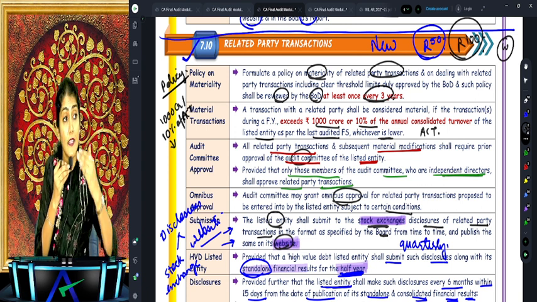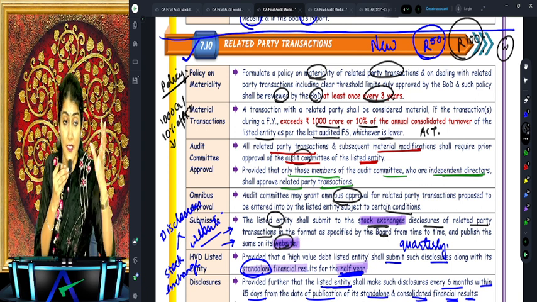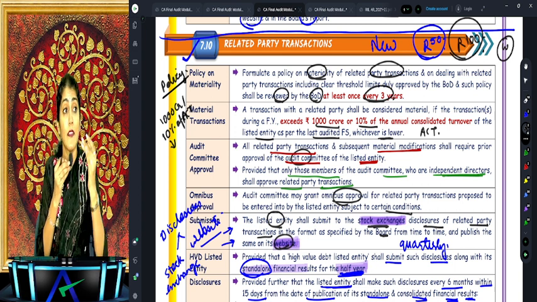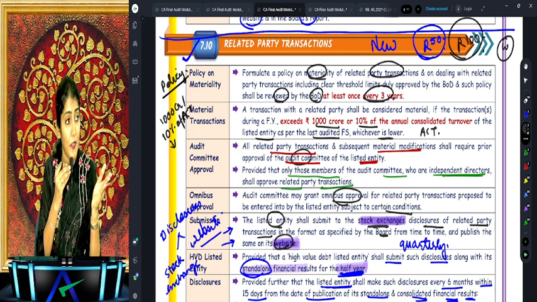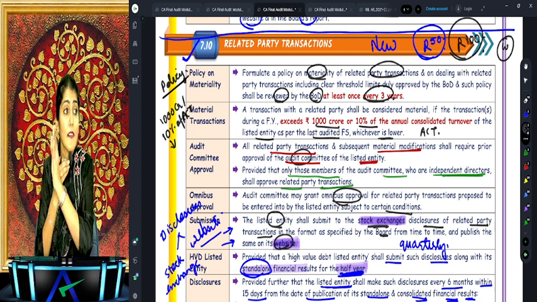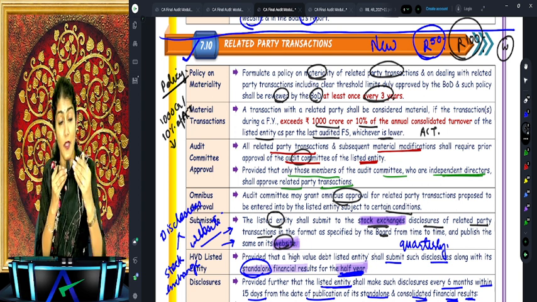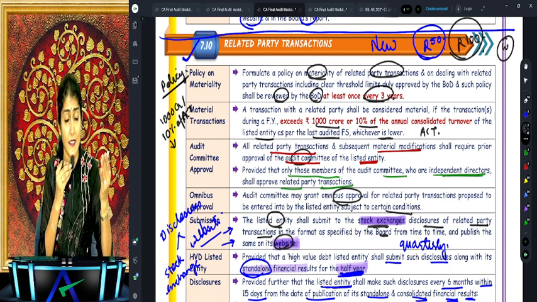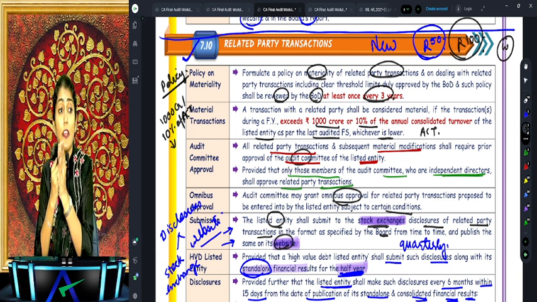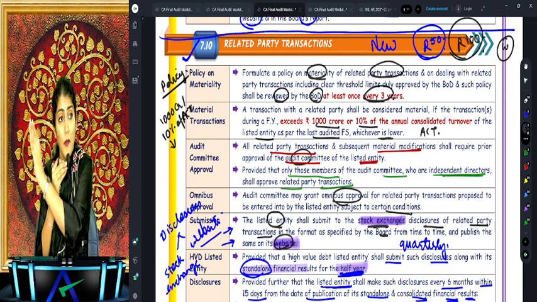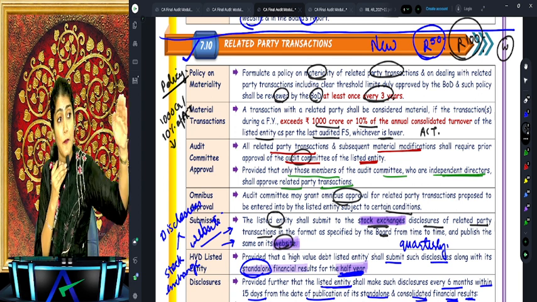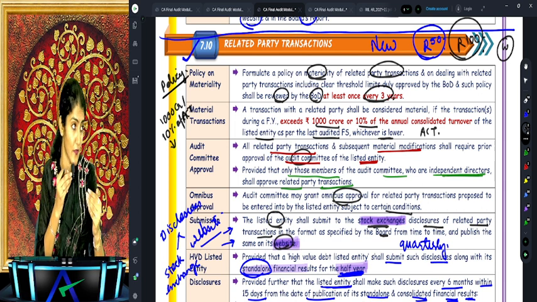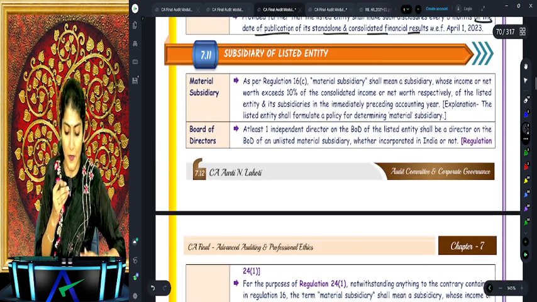Then it says the details have to be disclosed to the stock exchange and also to be posted on the website of the company. For HVDL, these details have to be given only for the standalone financial results, and that too for the half year. And what does it say? In case of the disclosures to be made to the stock exchange, they have to be made within 15 days from the date of publication of standalone and console, and with effect from 1st April 23, it says on the date of publication of the standalone and the console. Okay, right? So that is related party transaction.